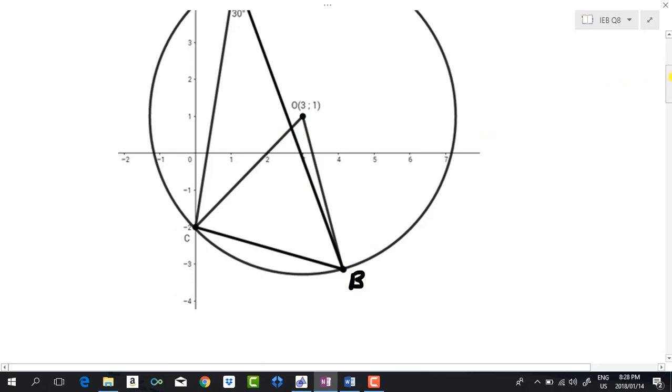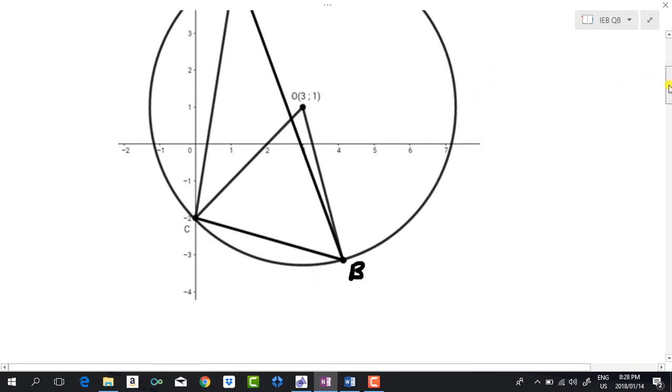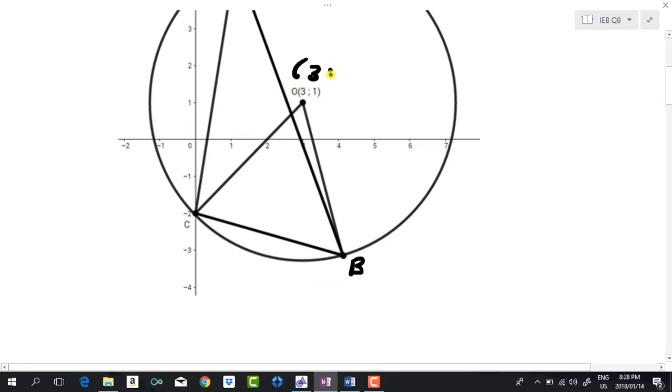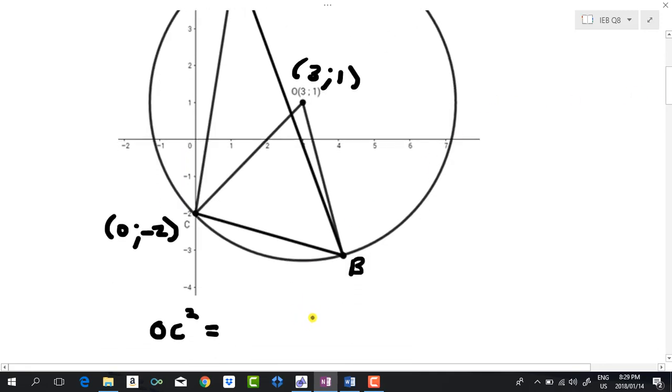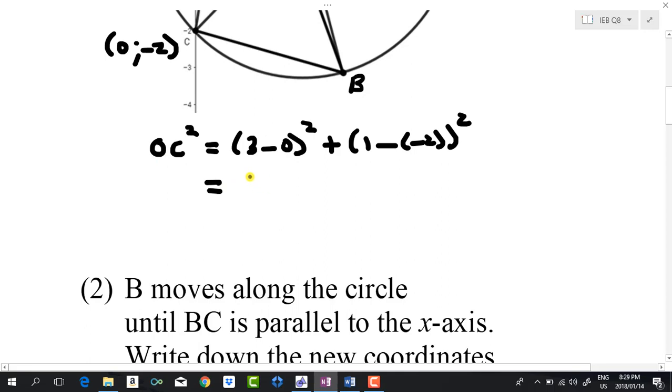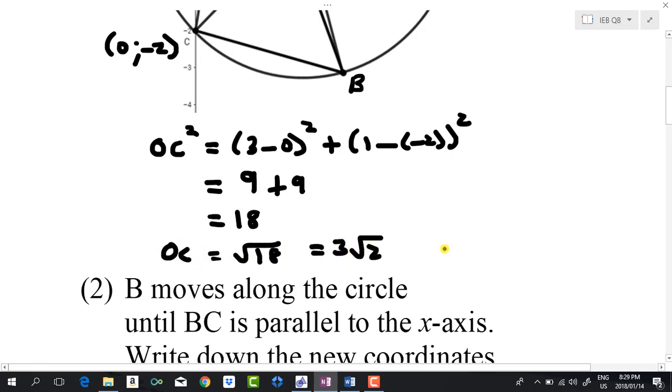Okay, now the first question was quite simple. It said there, determine the length of OC. Now, O is the point (3, 1) and C is the point (0, -2). So you just simply use the distance formula for 2 marks there. Pretty easy. All you do is say, well, the length of OC is equal to the square root of (3 minus 0) all squared plus (1 minus -2) all squared. Okay, so that's pretty easy. So OC squared is 9 plus 9, which of course is 18. And then OC would be the square root of 18, which is 3 root 2 units there.